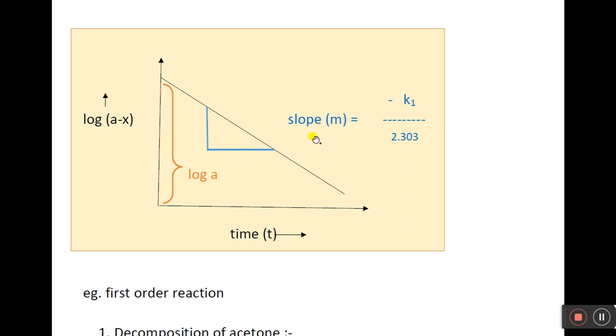The slope of this line is equal to minus k upon 2.303. Here the slope comes negative. Okay, here will be a negative value, so negative will be positive. So slope into 2.303 will give us the first order rate constant value. And this value is called the intercept. From this, log of A is equal to some value, and therefore A is equal to the antilog of that value, so we will get the initial concentration.